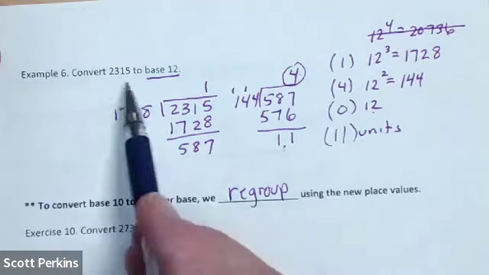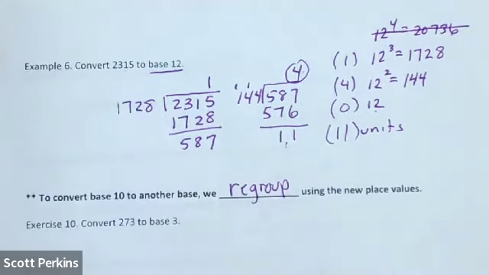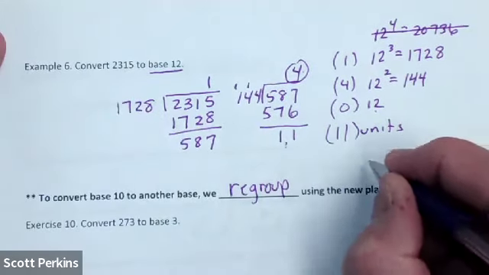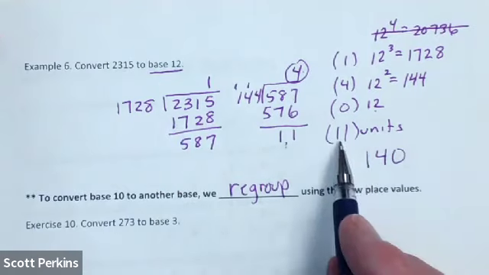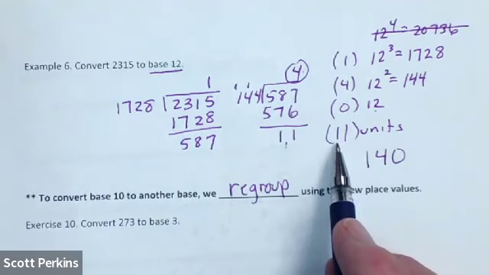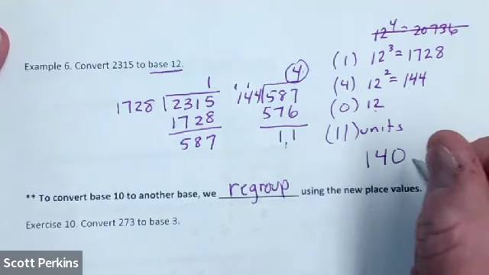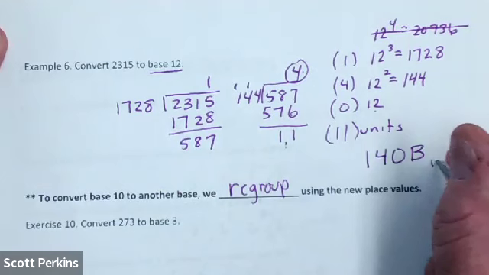So when I convert 2,315 to base 12, that means it's going to be 140. And then yes, as I was just told, we need a one-digit symbol for what we call 11. So that is B, and then base 12.